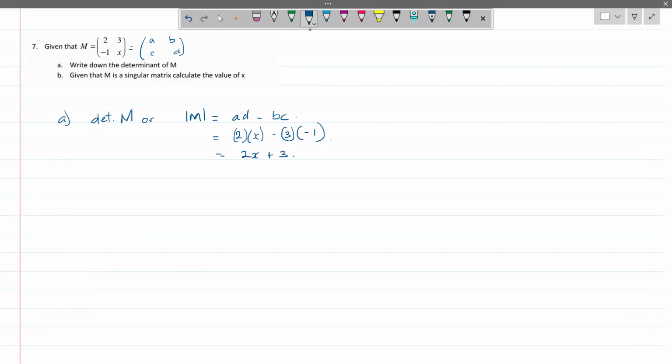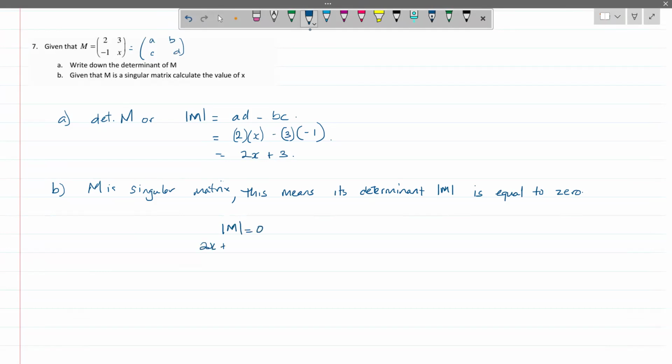That is the answer. For part B, M is singular. It was a singular matrix. What does this mean? Its determinant is equal to 0. So if the determinant of M is equal to 0, then 2X plus 3 is equal to 0.